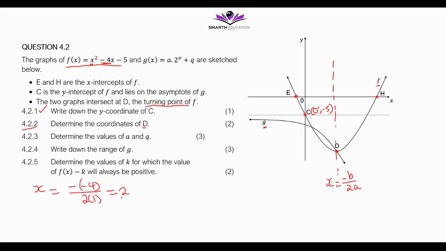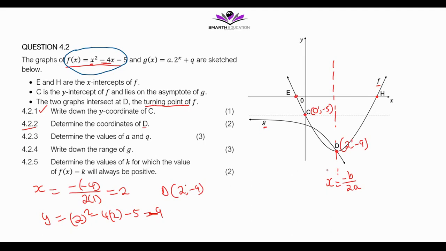Then how do we get the y coordinate of point D? We have to substitute our x coordinate into this equation. y is equal to 2 squared minus 4 times 2 minus 5. 4 minus 8 is -4. -4 minus 5 is -9. So it means the coordinates of D are (2, -9). So D is (2, -9).